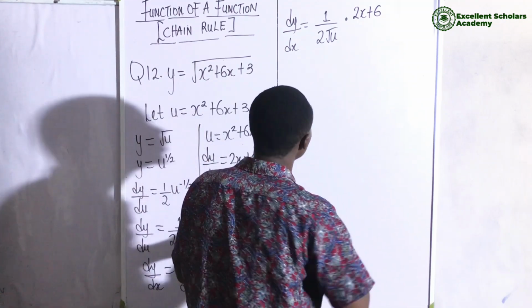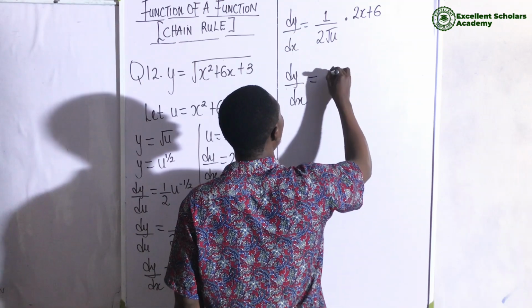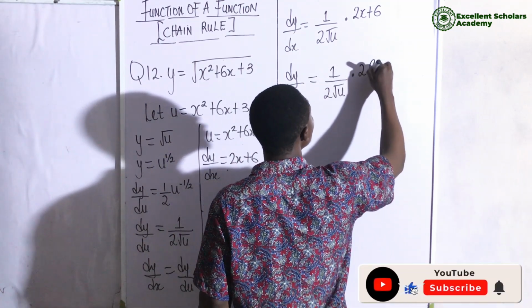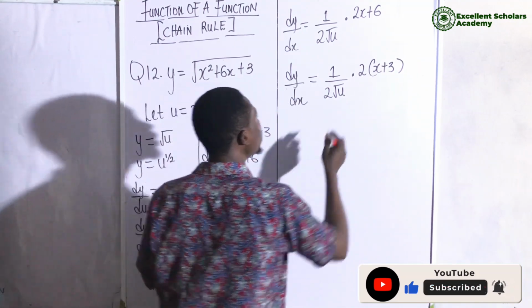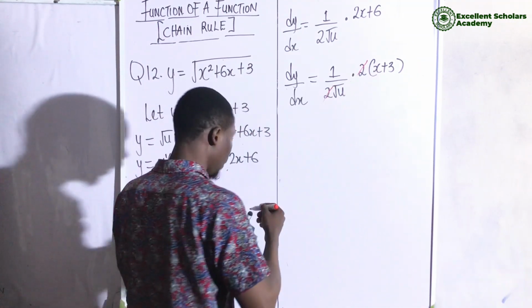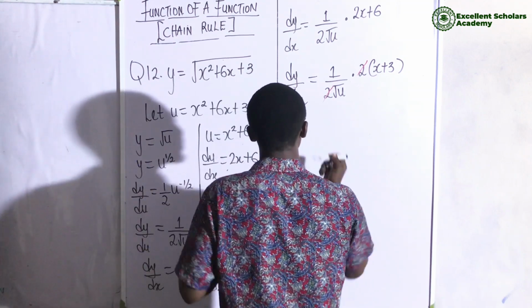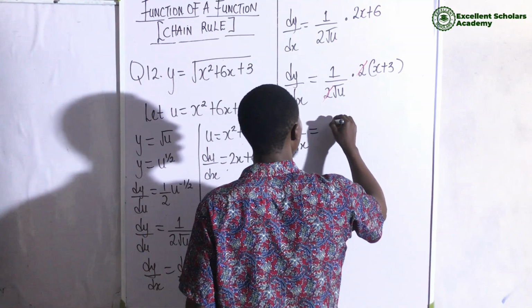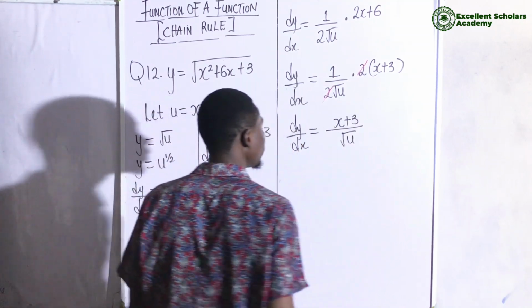Now, it's going to become that dy/dx will be equal to 1 over 2 root u times 2 into the bracket x plus 3. Now, if you watch closely, 2 is going to take away 2 here. Okay? 2 is going to take away 2 there. So you have it that dy/dx will be equal to x plus 3 over root u.